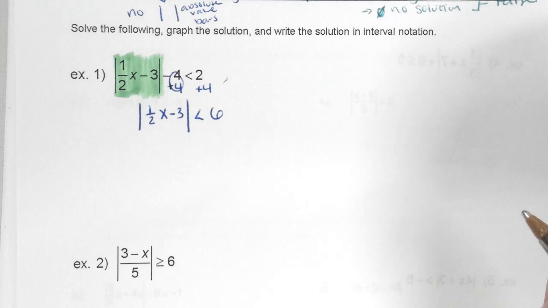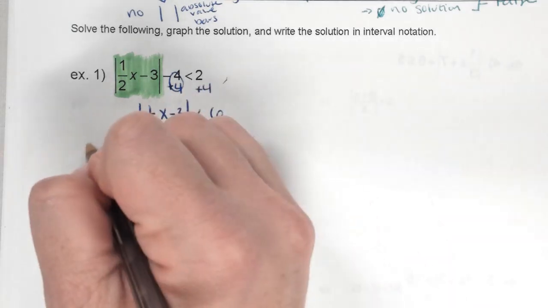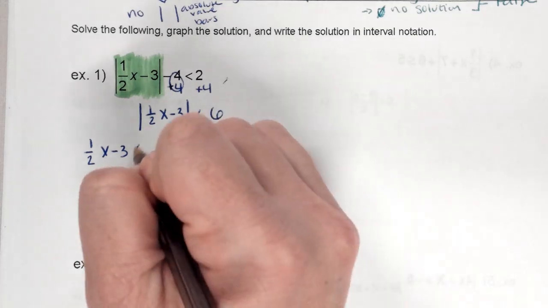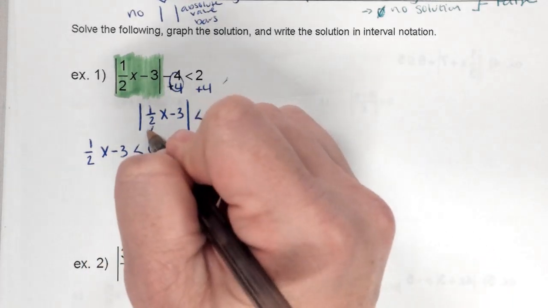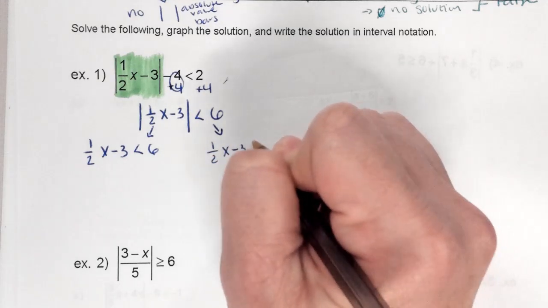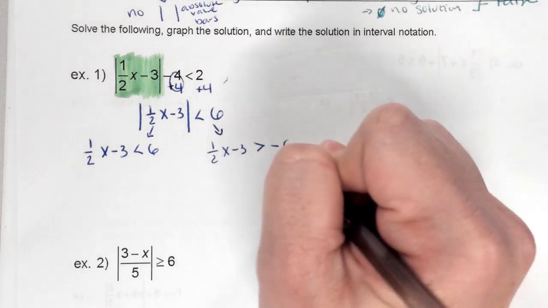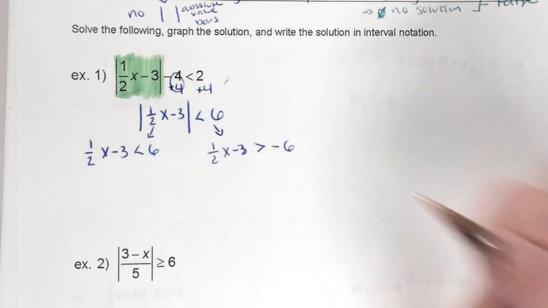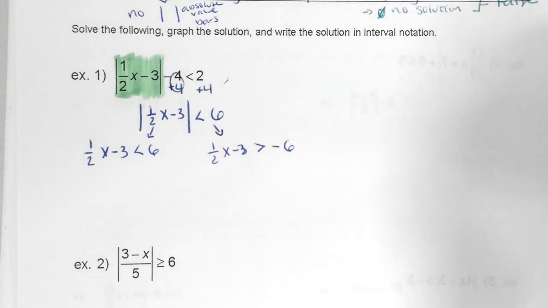Okay, so now I rewrite it. I rewrite it exact: 1/2 x minus 3 is less than 6, and then I also rewrite it: 1/2 x minus 3, flip my symbol, negative 6. Any questions with what I just did?